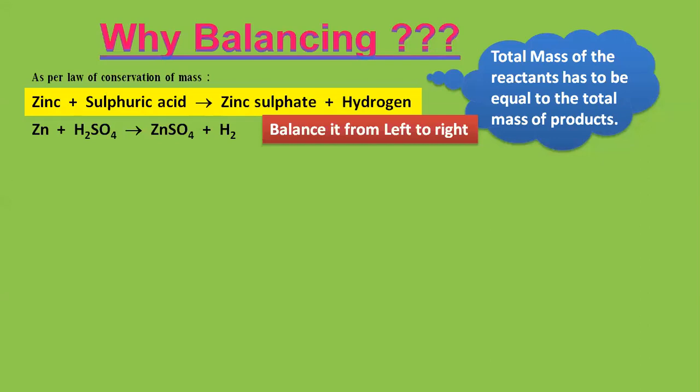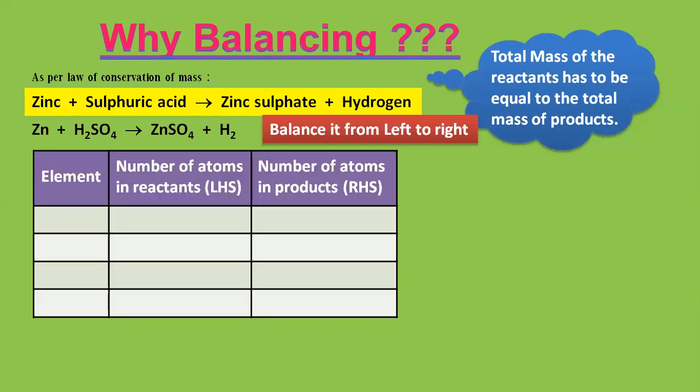Now, we're going to balance the chemical equation, and balancing we always start from left to right. So this is the table here. As you can see, I've made a table where I've written the element, the number of atoms in reactants, that is on the left-hand side, and the number of atoms in products, that is on the right-hand side. So let us start putting the elements one by one. I hope all of you are understanding this. Okay, let's write the elements here. The first one is zinc. How many zinc atoms do I see on the left-hand side? It is 1.